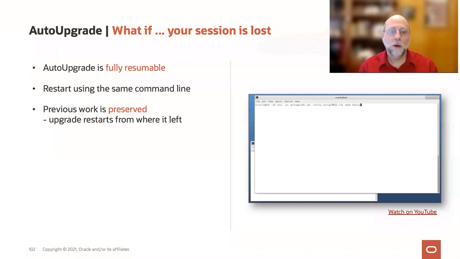What happens if your AutoUpgrade session dies for some reason? In other words, you're running in an xterm and your system crashes. You've lost your xterm, you've lost your connection. What happens to that AutoUpgrade session? Well, the good news is that AutoUpgrade, just like command line upgrade, is fully resumable. And in fact, it's smart enough to resume where it left off without having to specify parameters or anything. So you can restart by simply issuing the very same command line. Because what we will do is we will go look at that config file, find what the status of that job was, and resume where we left off.